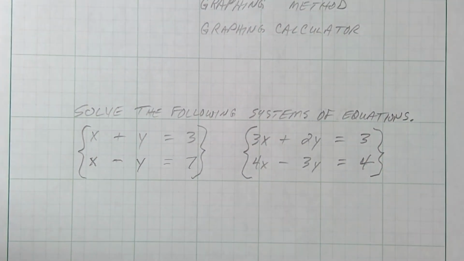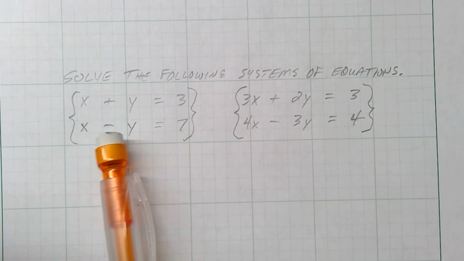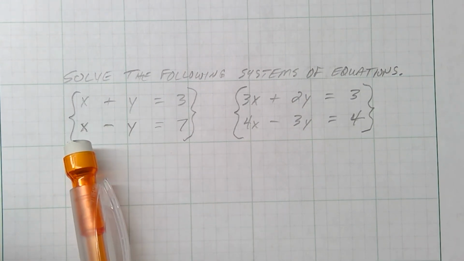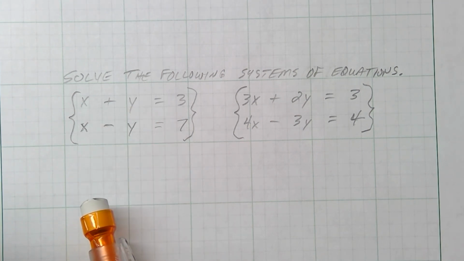So these are the two equations or systems that we're going to be dealing with: x plus y equals 3 and x minus y equals 7. I want to find out the x and y that works in both equations. I want to find that ordered pair that works in both equations.